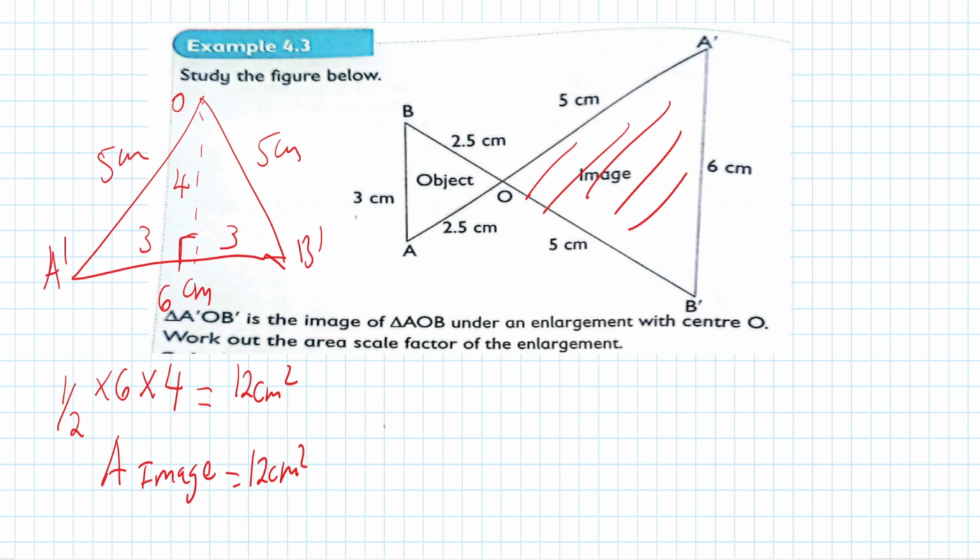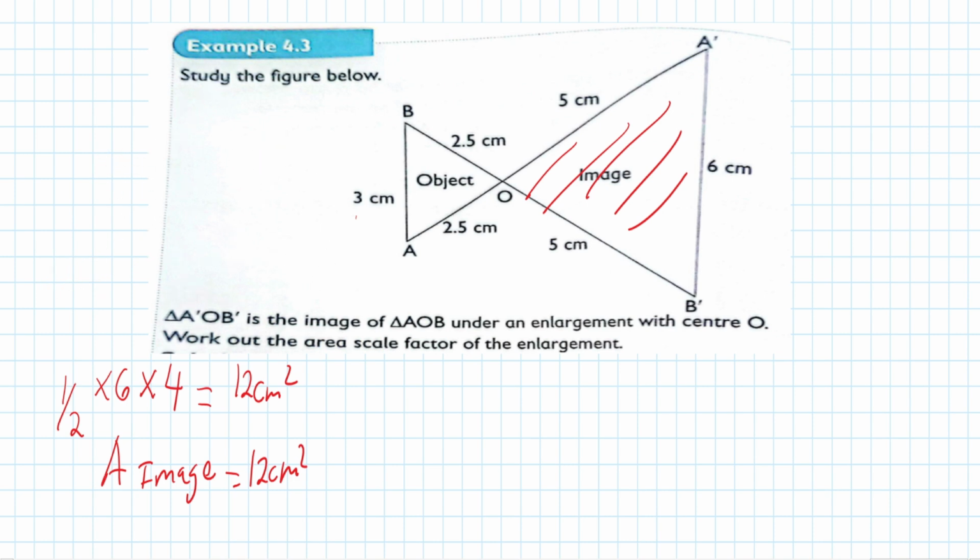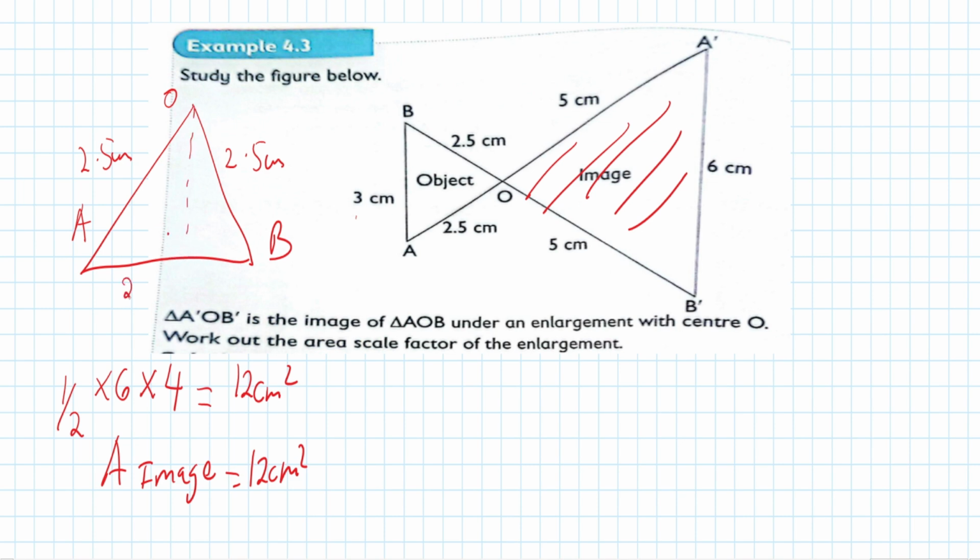Now the area of the object, let's also draw that object. Now your object is this O A B, which is very small. So O here, A here, B here. This is 2.5 centimeter, 2.5 centimeter, and this is 3 centimeter. So for the area of the object, you have this as well. This is going to be 2.5, 2.5. No. Because of the 3, it's going to be 1.5, 1.5.